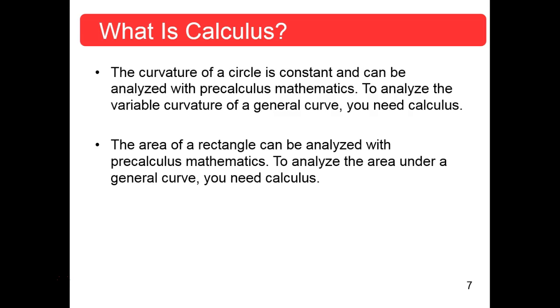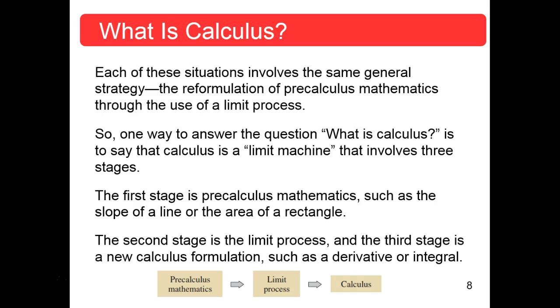A perfect circle, fine. To analyze the variable curvature of a general curve, like an ellipse, you need calculus. And since they were elliptical orbits, pre-calculus didn't work. The area of the rectangle, length times width, I can calculate that. Pre-calculus math is fine. But the area under a general curve, that's a different story. The area in an ellipse, different story. You need calculus.